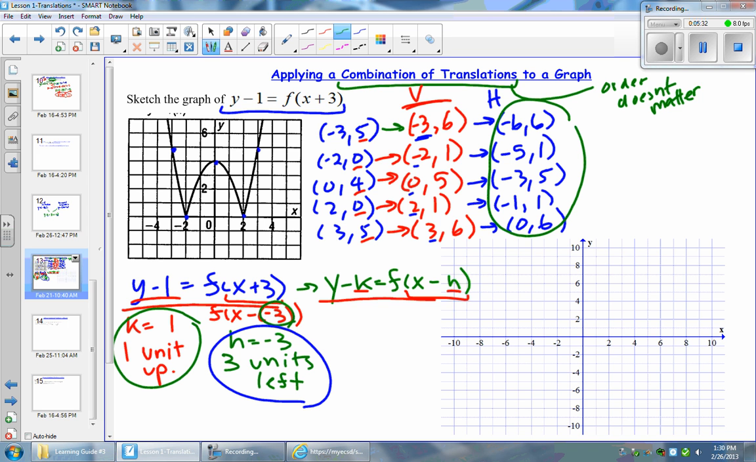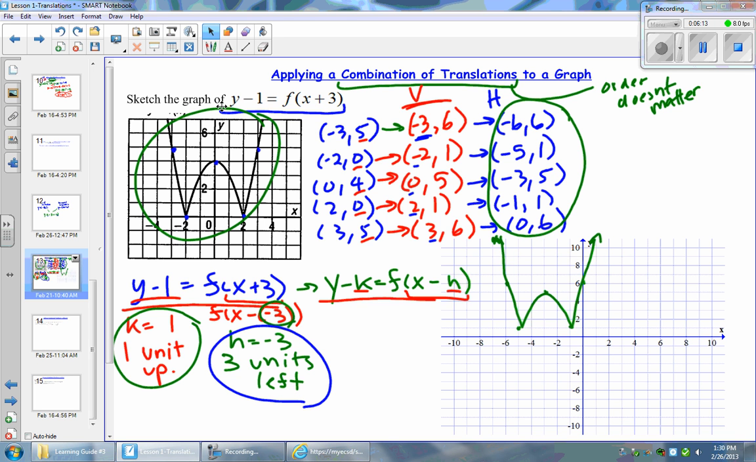So from here we simply plot them and join them. Negative 6, positive 6 is about here. Negative 5 comma 1 is right here. Negative 3 comma 5 is right there. Negative 1 comma 1 is right there. And finally, 0 comma 6 is right there. So if we join the 5 points, we have to keep the same shape as the original graph. So our transformed graph, as a result, is going to look just like this. It looks pretty good there. So that's how you apply a combination of translations to a given graph.